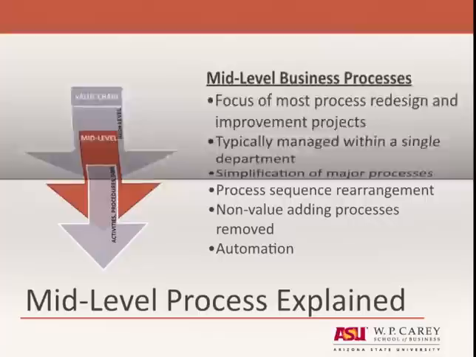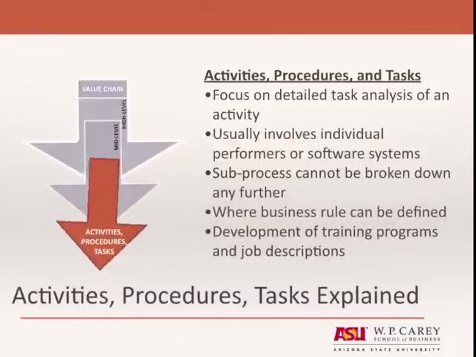Activities, procedures, and tasks are the lowest level of the business process hierarchy and focus on detailed task and analysis of an activity. As processes are dissected into smaller sub-processes, eventually the process simplification cannot be broken down any further, thus resulting in activities and tasks. Once activities and tasks have been identified, business rules can be defined and the development of training programs can take place.